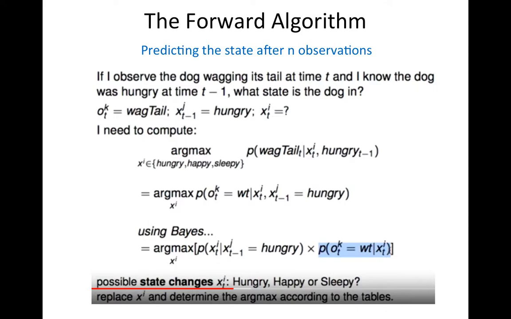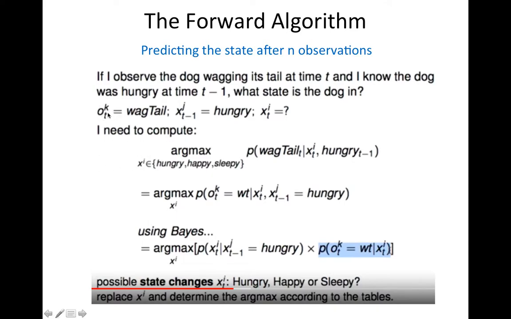So, predicting the state after n observations. Let's say I observe the dog wagging its tail at time t, and I know the dog was hungry at time t minus 1. What state is the dog in? So I'm asking this question. This can be modeled.